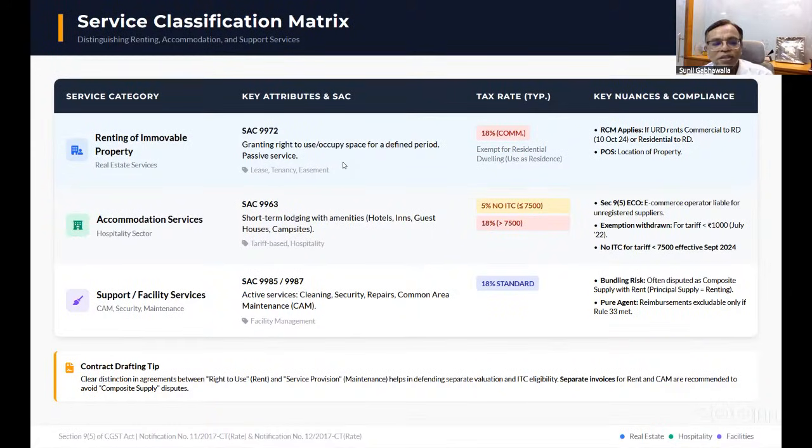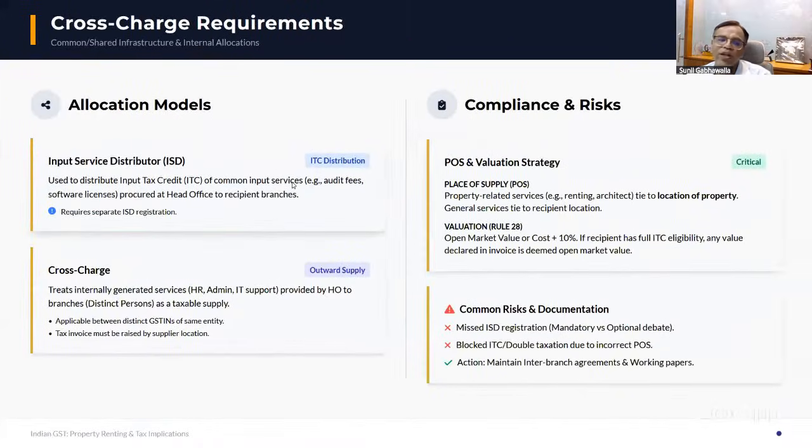But if we are able to bundle that renting involved and say that this is more in the nature of a generic business support service, then you may be able to cross charge with a recipient basket and therefore pass on the credit to the head office. So in that sense, this distinction between renting accommodation and support service becomes very, very relevant. And that brings us to the cross charge.